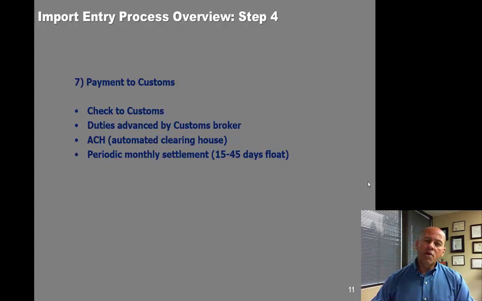There's also a program called periodic monthly settlement. This is an electronic debit that happens on specific times during the month. The advantage to periodic monthly settlement is it can give you anywhere from 15 to 45 days float before those monies come out of your account. So for the large importer, this can be a real money saver and a real help with cash flow and finance.